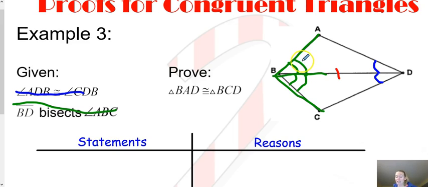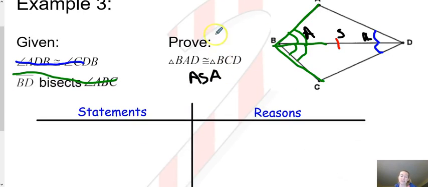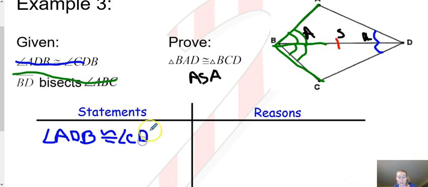And I've marked everything I needed, and I have an angle, side, and an angle. So ASA is how we're going to prove that they are congruent. And now I'm going to write in my pieces. So the first piece I used was that angle ADB is congruent to angle CDB. And that was because it was given to us.